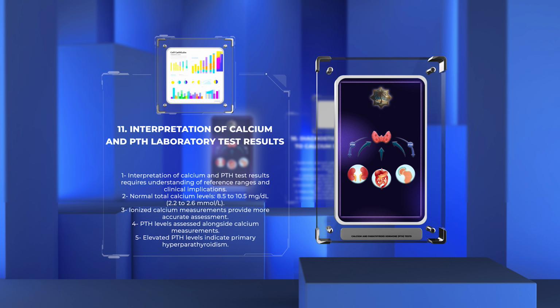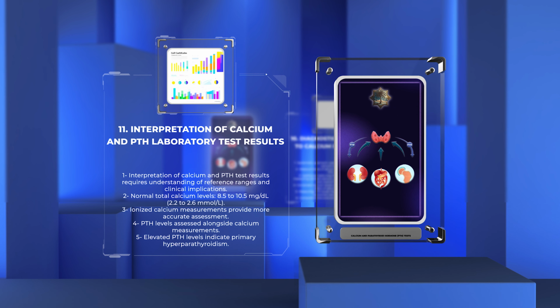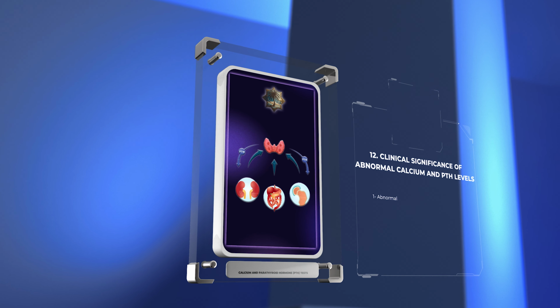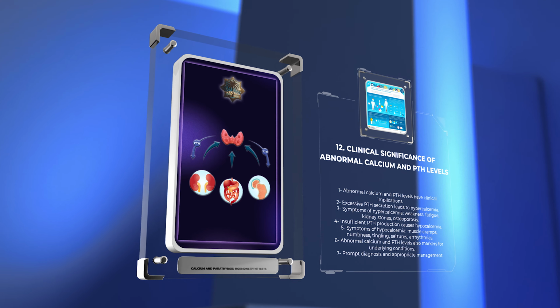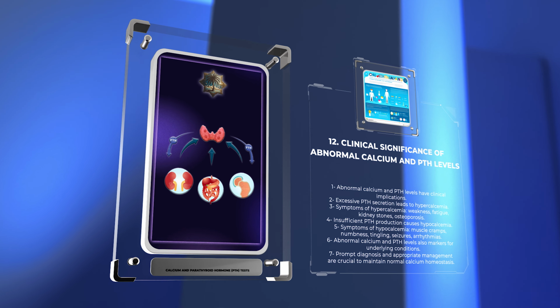PTH levels are typically assessed alongside calcium measurements to aid in the diagnosis of calcium disorders. Elevated PTH levels indicate primary hyperparathyroidism, while low or undetectable levels suggest hypoparathyroidism or other causes of hypocalcemia. Comprehensive interpretation of calcium and PTH laboratory test results, with consideration of clinical context, is crucial for accurate diagnosis and subsequent treatment decisions. Abnormal calcium and parathyroid hormone, PTH, levels can have profound clinical implications.